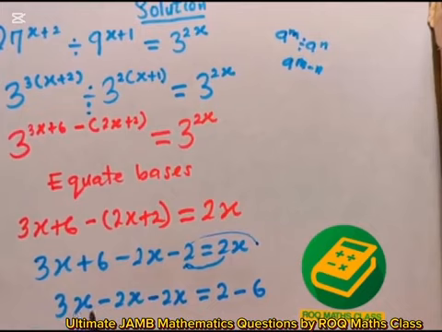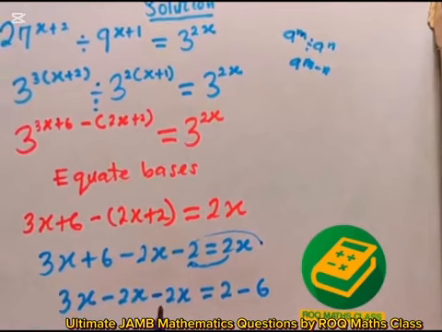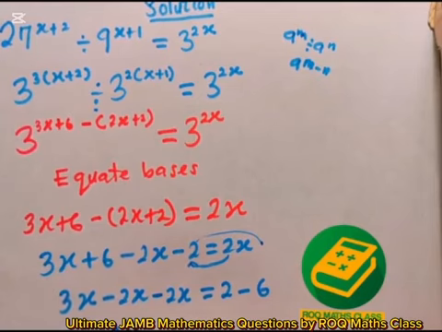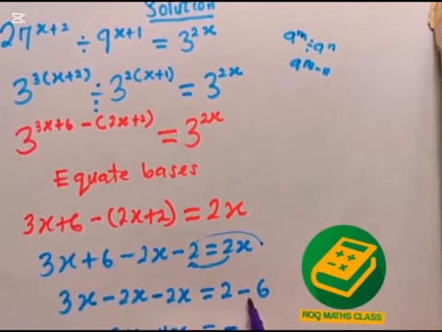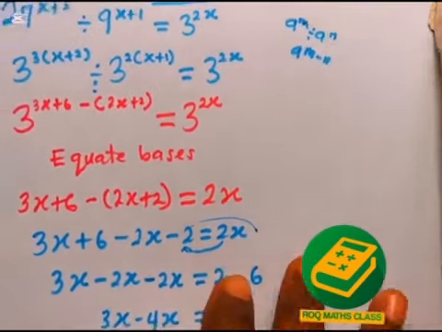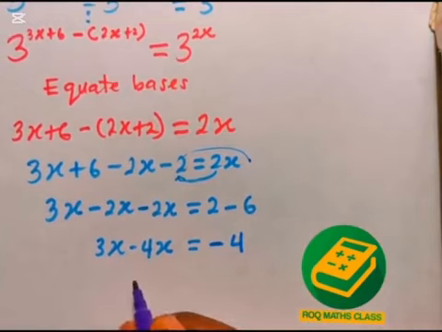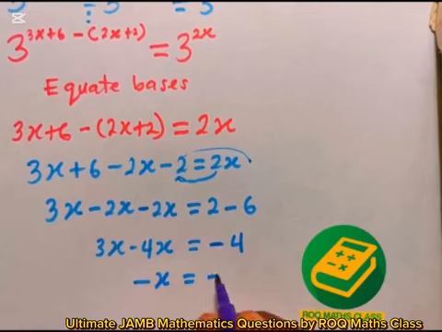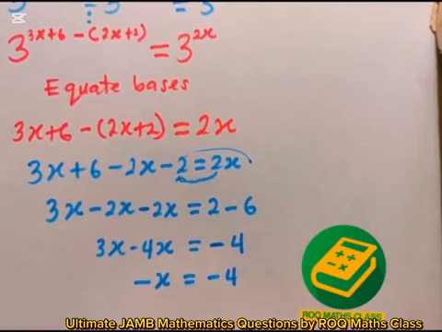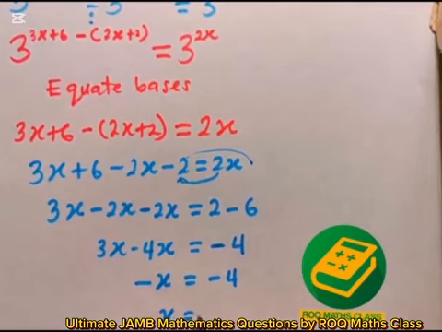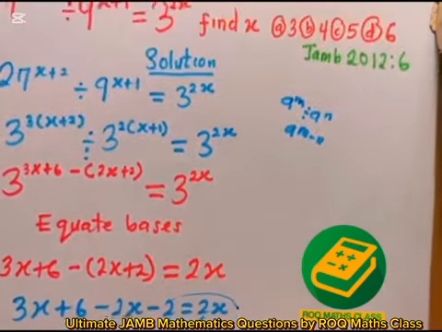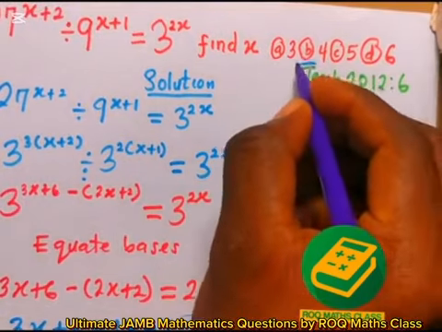So 3x minus 2x minus 2x is the same thing as 3x minus 4x, equal to minus 2 minus 6, the same thing as minus 4. So over here I have minus x is the same thing as minus 4. So divide both sides by minus, or multiply both sides by minus. If I multiply both sides by minus, my x is the same thing as 4. And this one is the same thing as option B. That's the final answer.